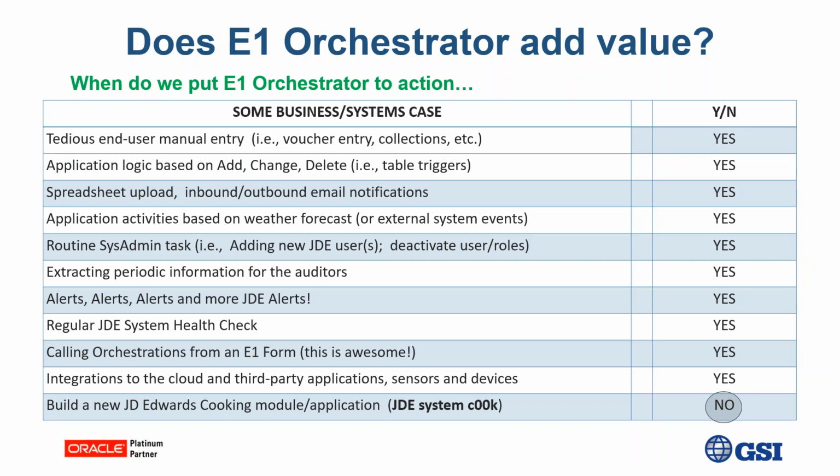Application logic based on add, change, delete, Orchestrator can do that for you. And then I have used third-party tools and also created custom JD Edwards applications to build my own spreadsheet upload, and then connect to another workflow, a custom application, to send the emails out with document attachments. Orchestrator can do that for you now.